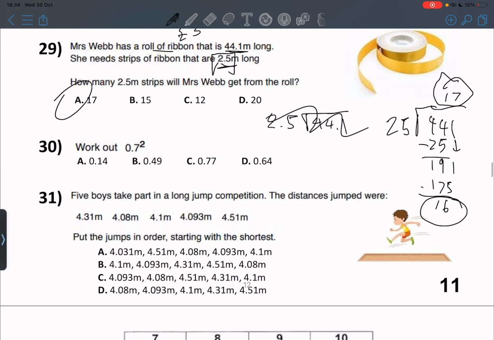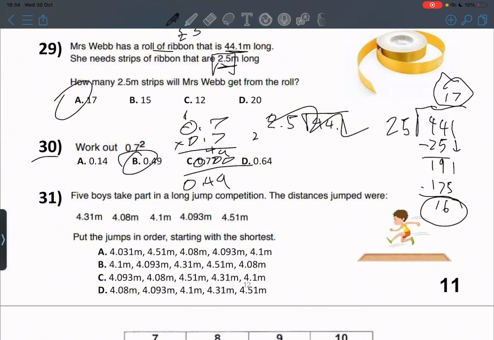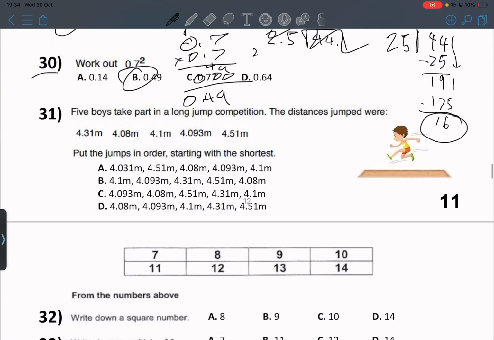Okay, question 30. Work out 0.7 squared. Again, squared just means 0.7 times itself. So if you just multiply it, keep in mind that there's 2 numbers behind the decimal point. You should get 49. So it should be 0.49, because you've got 2 numbers behind the decimal point. Question 31.